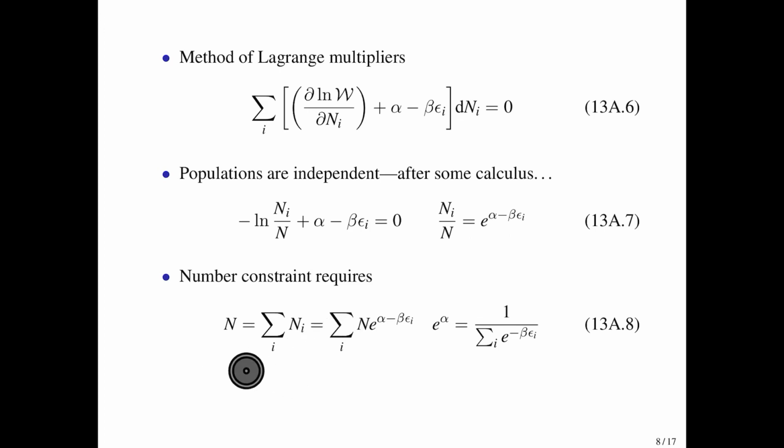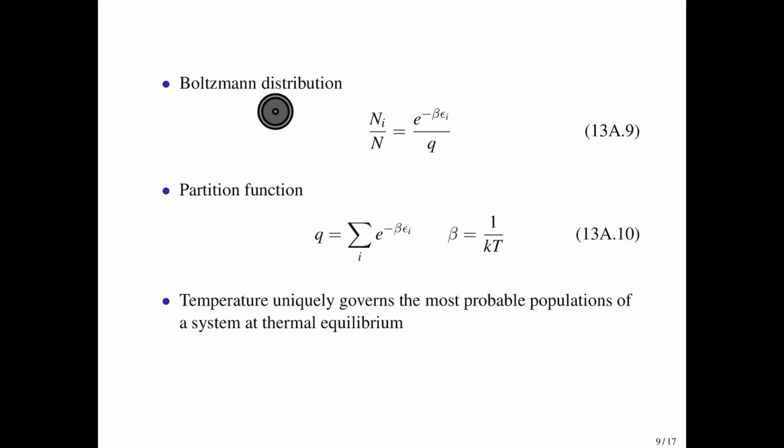Using the population constraint, you can evaluate e to the alpha in terms of the betas. This denominator here is what is called the partition function of the system. And so the final form for the Boltzmann distribution is articulated here. The population of the ith state relative to the total number of molecules in your system is given by this Boltzmann factor in the numerator, this e to the minus beta times the energy of the state, divided by the partition function q, where q is a sum over all of the Boltzmann factors for each of the states.